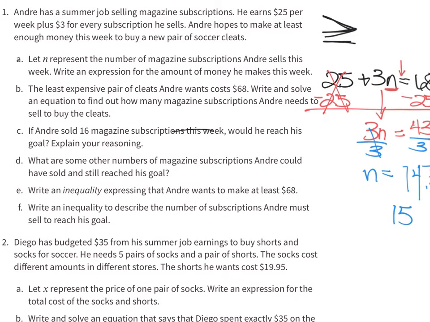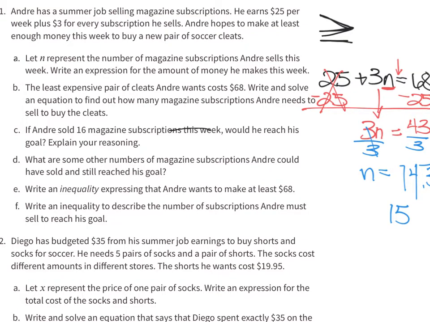So if Andre sold 16 subscriptions this week, would he reach his goal? Well, we know he needs to sell 15, so if he sold 16, yes, he would reach his goal. What are some other numbers of magazine subscriptions Andre could sell and still reach his goal? Well, anything bigger than 15, right? So 15, 16, 17, 18, 19, 400, whatever.